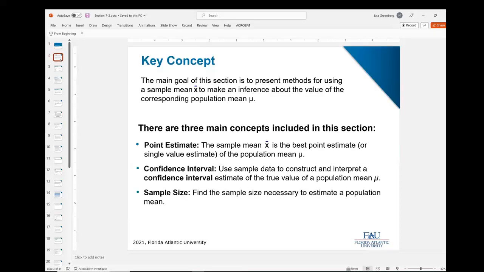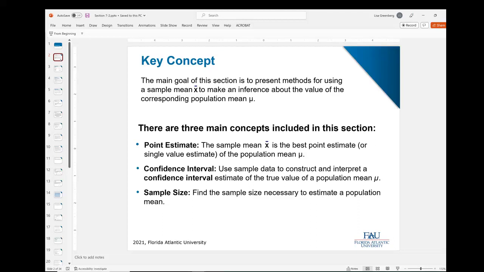Okay, so key concept. The main goal of this section is to present methods for using a sample mean. So we're going to be using a sample mean to make an inference about the value of the corresponding population mean. Basically, they're going to give me a sample mean, and what I'm going to do is talk about the entire population mean just from our sample mean. Okay. So in this section, there are three main concepts.